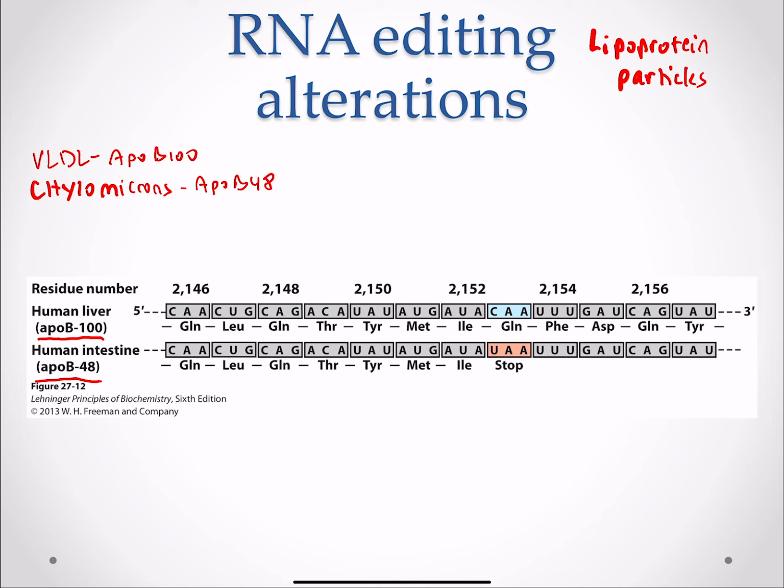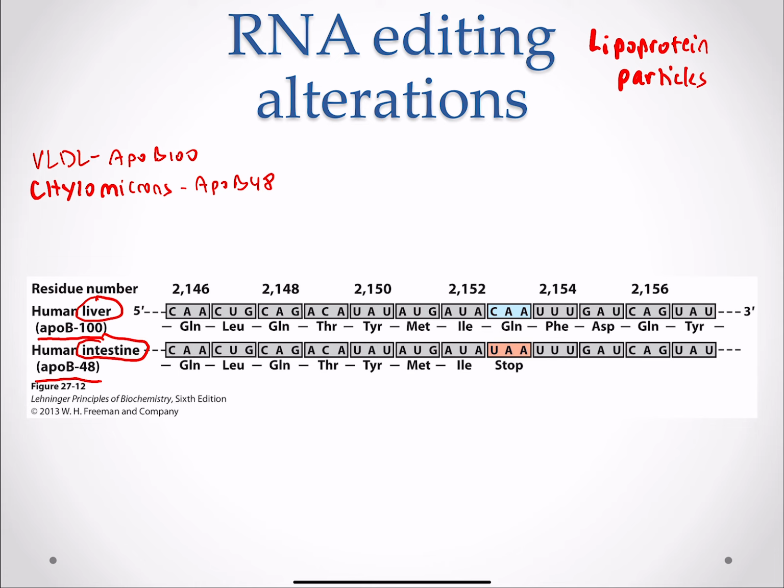And it would make sense that our liver would generate the ApoB100, because that is the site where you generate your VLDLs, very low density lipoproteins. And it would make sense that the intestine would make the ApoB48, because that is where you make your chylomicrons after you eat. So your intestine makes those proteins.